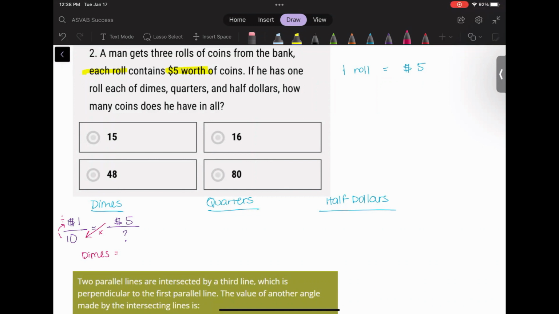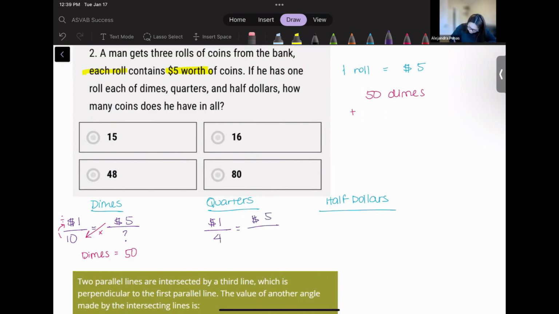We're gonna have 50 dimes. Okay, so far we have 50 dimes. Now let's do quarters. How many quarters in $1? 4. It's okay.